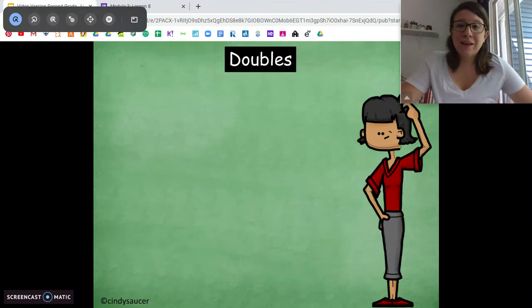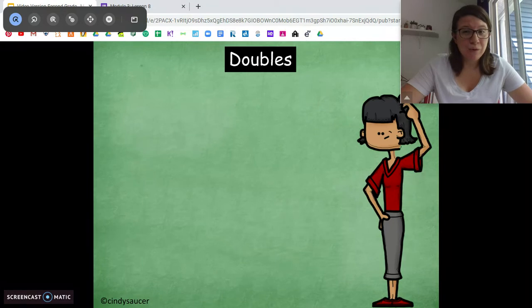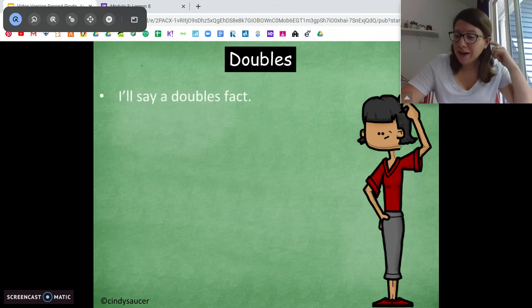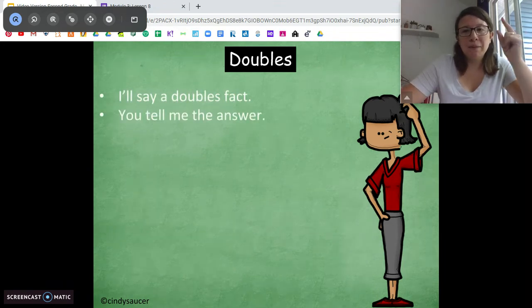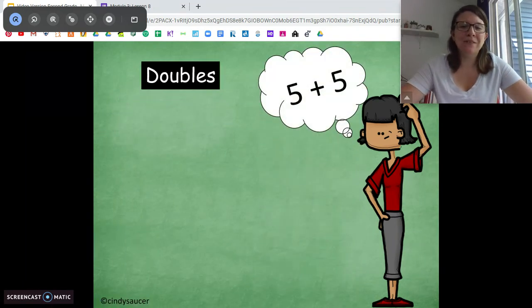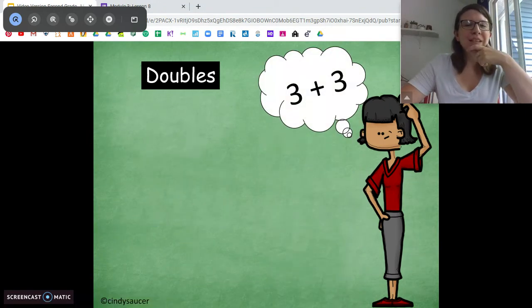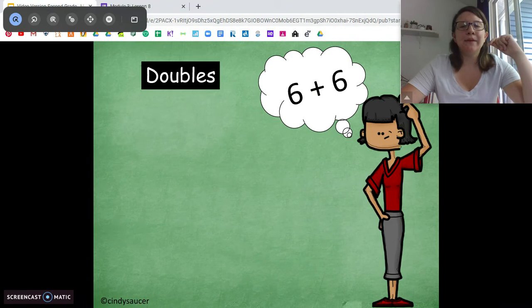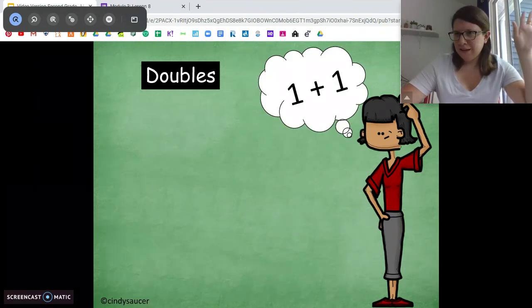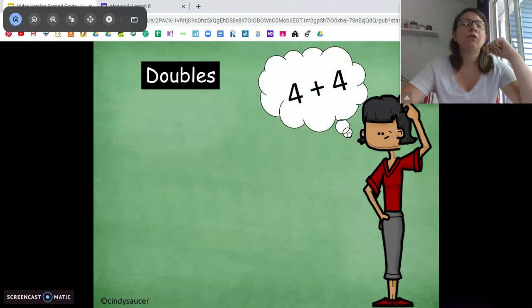Awesome work. Okay, now we're going to do one of my favorite things, because it's important to keep these fast facts in our brains. We are going to review our doubles facts. So I'm going to say a doubles fact. I'm going to snap my fingers. You're going to tell me the answer. Ready? Here we go. I love doubles. 5 plus 5 is 10. Awesome job. 3 plus 3. 6. Good. 6 plus 6. 12. Very good. 1 plus 1. Easy peasy. 2.